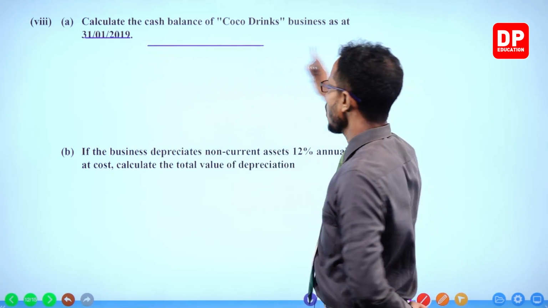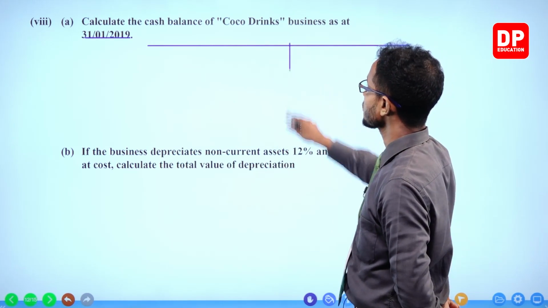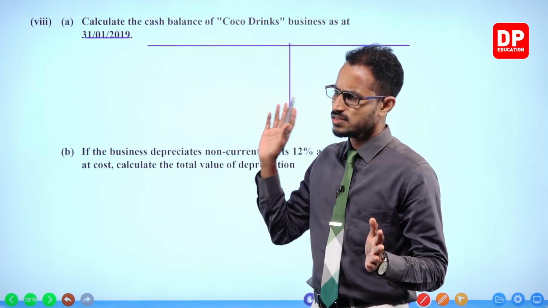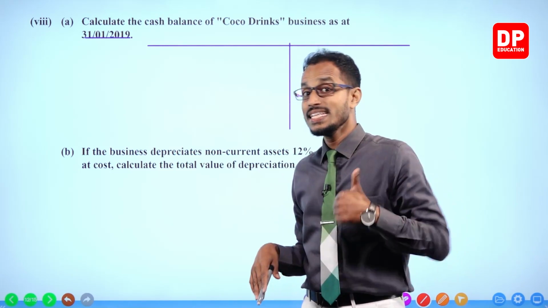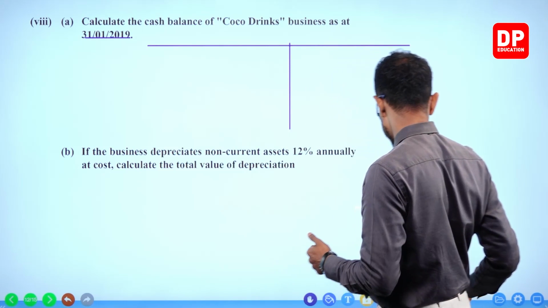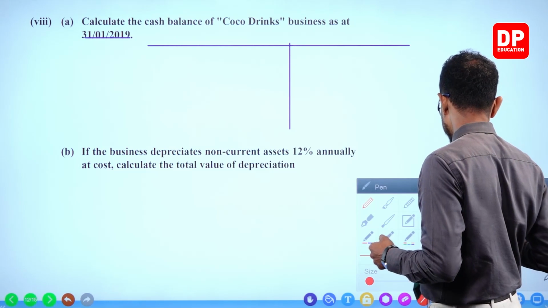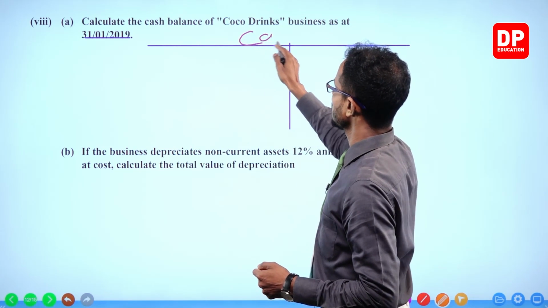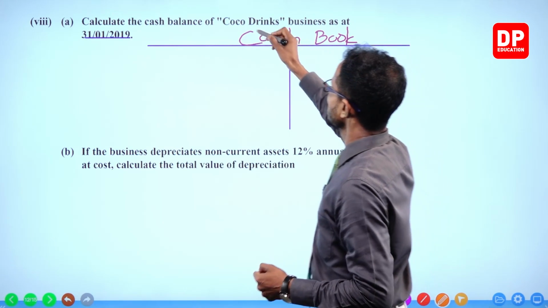Okay, here we go. Cash book. Right there under the question, I'm doing the cash book. Easy for you. Because it's a simple cash book, you can just use a T format, and do it right here, cash book, right?